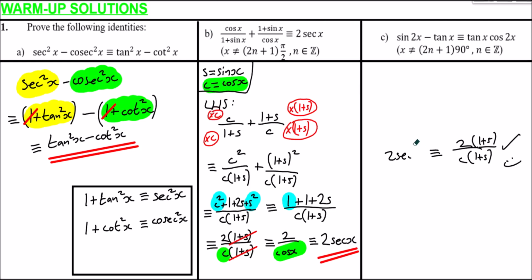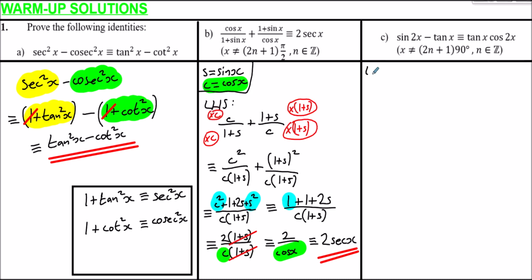Final one, part C, we have to prove that sine 2x minus tan x is tan x cos 2x. And again, this restriction is just making sure that the denominator in the tan isn't going to ever be 0, so it doesn't blow up. So don't get too hung up about that restriction. Let's just manipulate the trig identities so we can get the left to match the right. If you wanted to, you could do the right matching the left, but generally go from left to right.